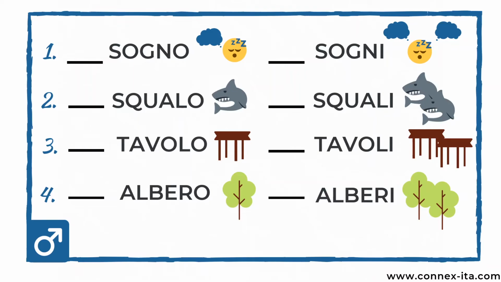Sogno, sogni, which means a dream. Squalo, squali, that is the shark. Tavolo, tavoli, that means the table. Albero, alberi, is the Italian word for tree. You can pause the video if you need more time.